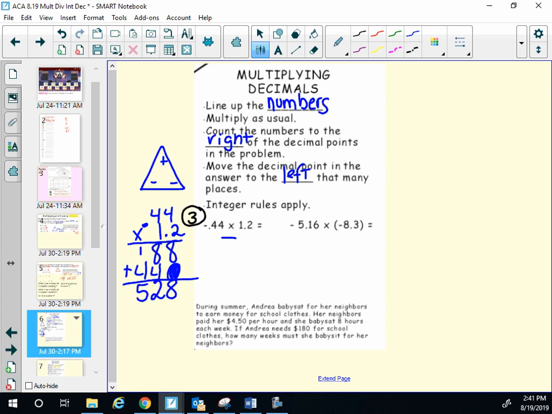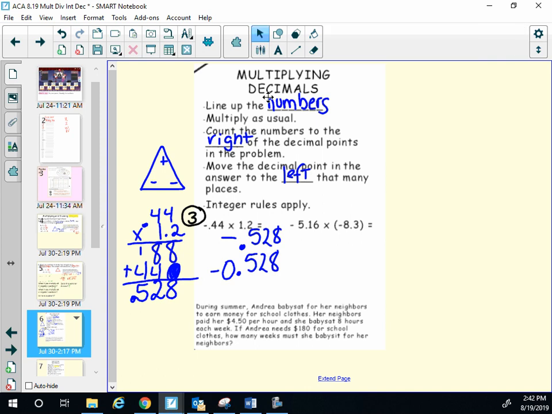That's 5. So now that I have my answer, I need to move the decimal. How many places? 3. So I start at the back. 1, 2, 3. So it goes right there. We already knew the answer was going to be negative. 528. I had some students earlier, they were working a little bit ahead, and they got negative 0.528. Is that correct? Yes. It's the same as this one here. These are the same.